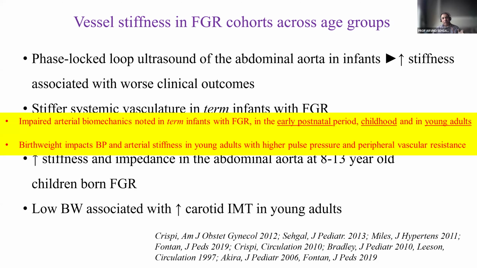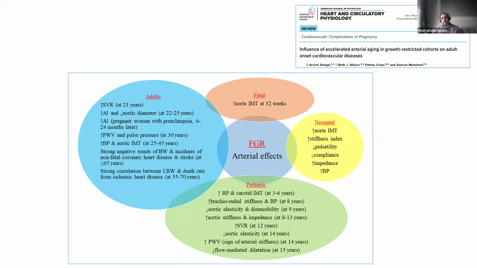We looked at the preterm age group, 3 to 6 years, and also young adults. And we are not the only ones looking at this issue. There's worldwide interest here, and this slide summarizes the arterial effects of growth restriction in different age groups. In fetal life, I also mentioned the neonatal age group, but also in pediatrics there is increased carotid IMT at 3 to 6 years. Aortic elasticity and distensibility are compromised at 9 years. Aortic stiffness and impedance at 14 to 15 years. In adulthood, increased resistance, decreased aortic diameter, and increased pulse wave velocity, and it just goes on.